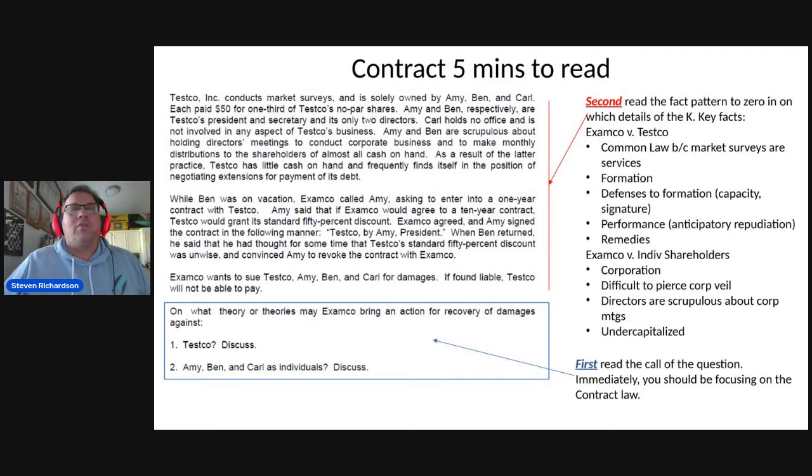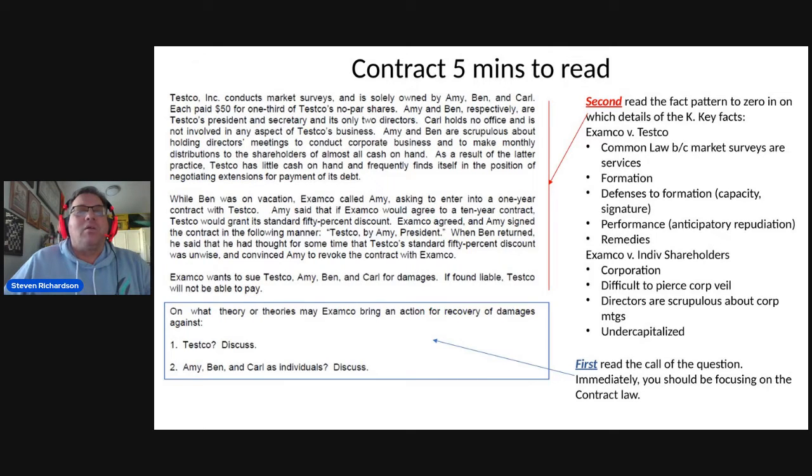Tesco Incorporated conducts market surveys, solely owned by Amy, Ben, and Carl. Each paid $50 for one-third of Tesco's no par shares. Amy and Ben, respectively, are Tesco's president and secretary, and its only two directors. Okay, so this is a corporate question. Part two is Amy and Ben are scrupulous about holding directors' meetings to conduct corporate business. So that means you can't pierce the veil because of the identity, since they're scrupulous about their meetings.